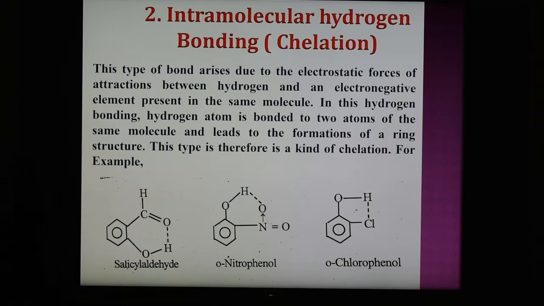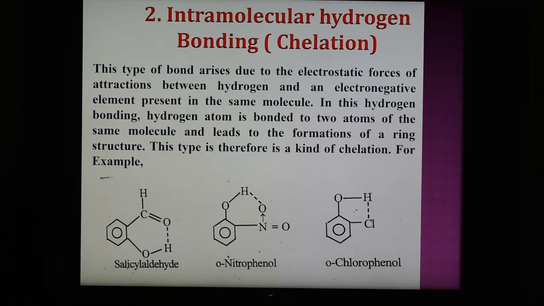And now the second one is intramolecular hydrogen bonding, also known as chelation. As we know, this type of bond is formed due to the electrostatic force of attraction between hydrogen and an electronegative element present in the same molecule. In this hydrogen bonding, the hydrogen atom is bonded to two atoms of the same molecule, and this bond formation takes place within the molecule.